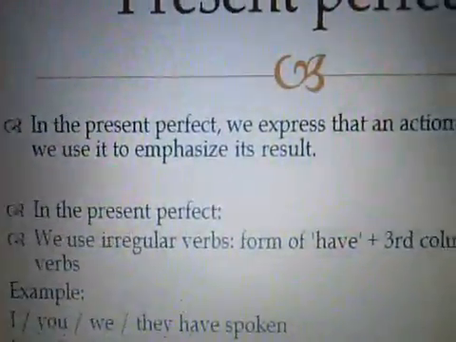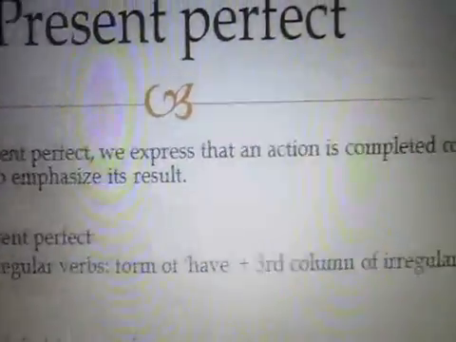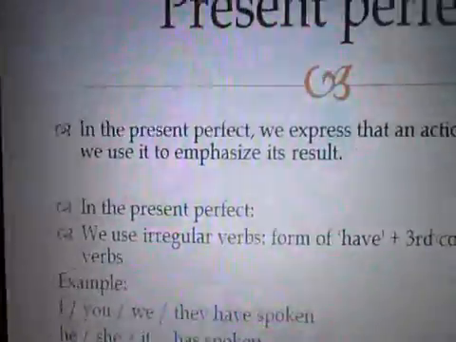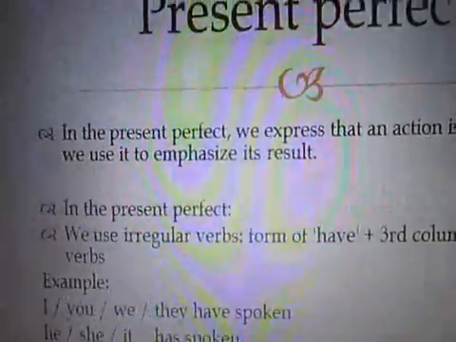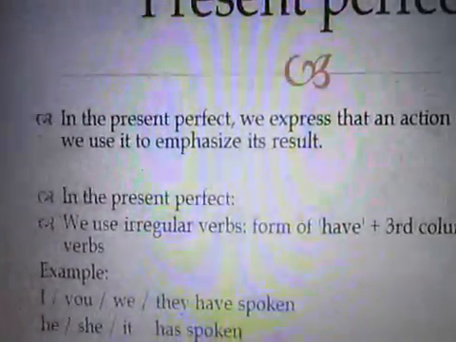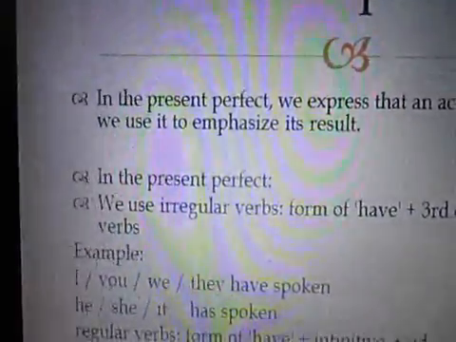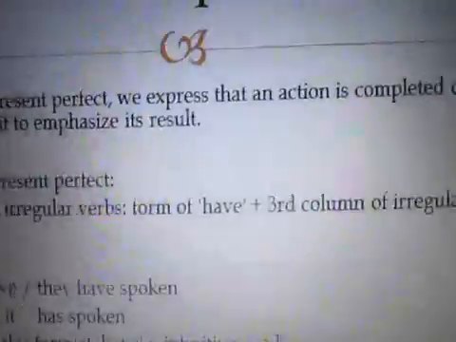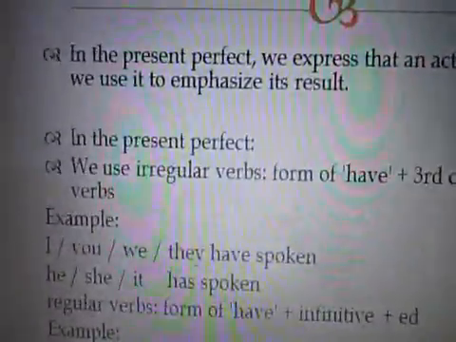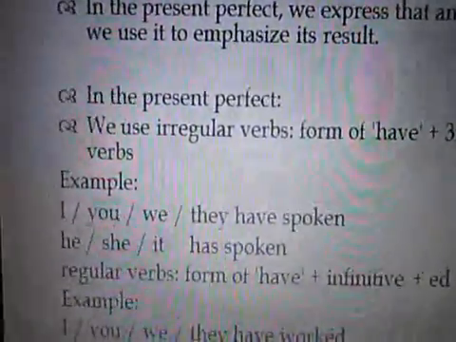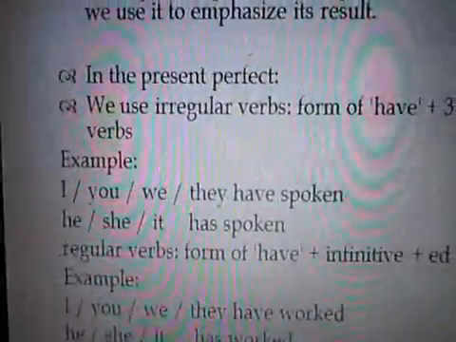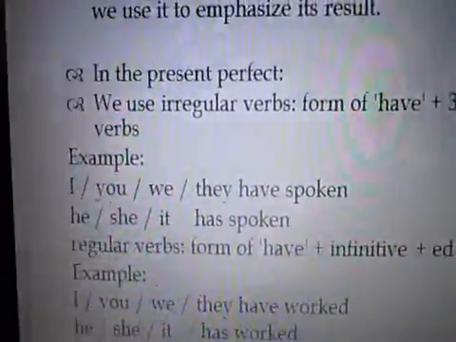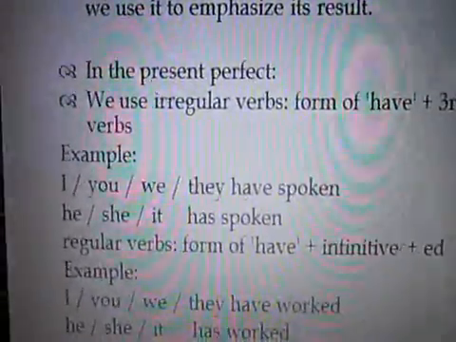In the present perfect, we express that an action is completed, or we use it to emphasize its result. In the present perfect, we use the form of have plus the third column of irregular verbs. And then I'll give an example. I, you, we, they have spoken. He, she, it has spoken.